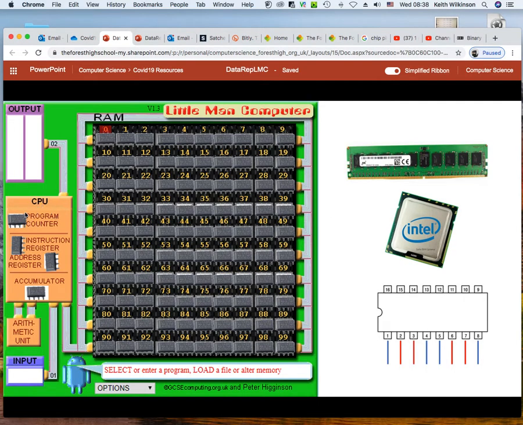But the same thing also goes for the CPU. And over here I've got the CPU on the left hand side in orange. And the program counter is just one chip, which can hold an 8-bit binary number. The instruction register is just a chip, which can hold an 8-bit binary number, as is the address register, as is the accumulator. So inside the CPU, all I've got is a lot of these chips, as well as in RAM. And they just hold binary numbers, and in this case 8-bit ones.